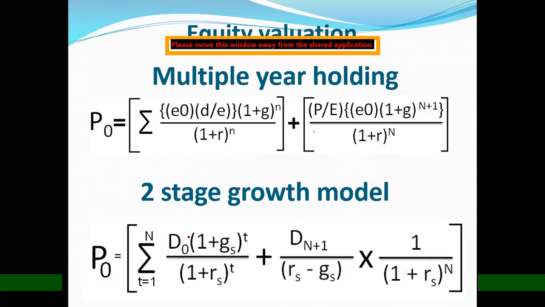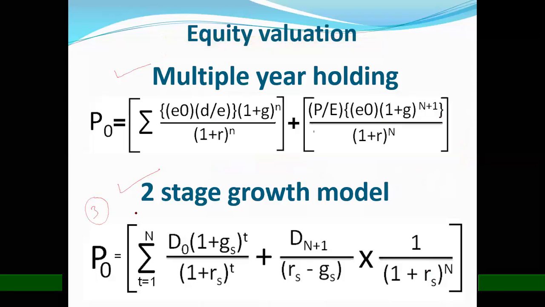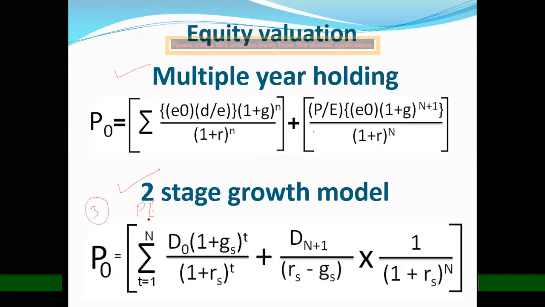Okay, so there are four aspects. One is a simple single year holding period. Next we have multiple year holding period. Then we have the two stage model. Then we have the three stage model. In fact, I have not written the formula here. Then there is PE valuation, price earning multiple valuation.